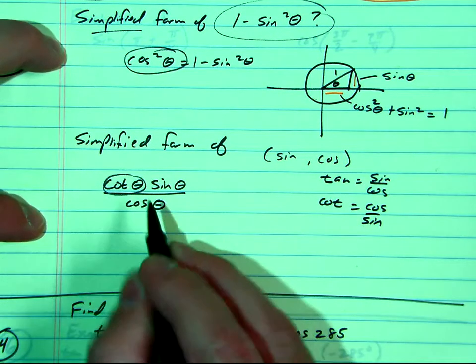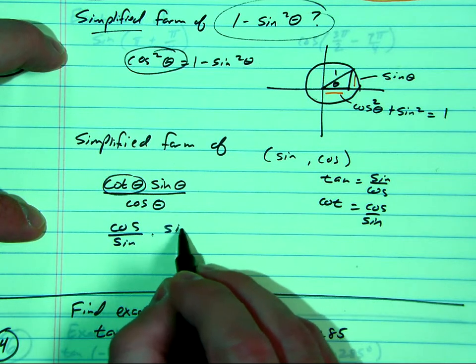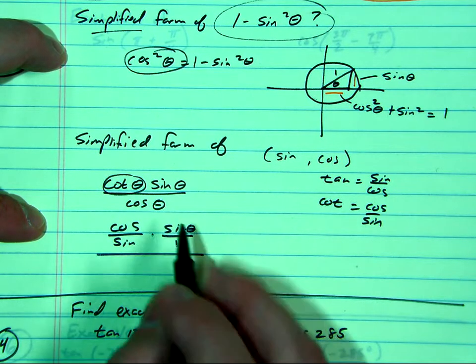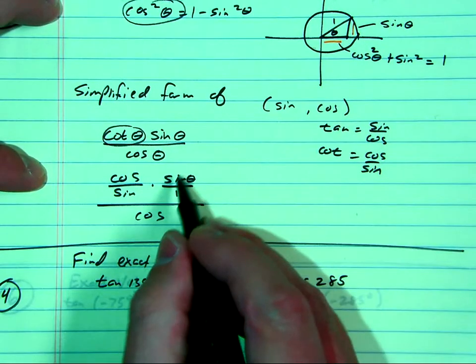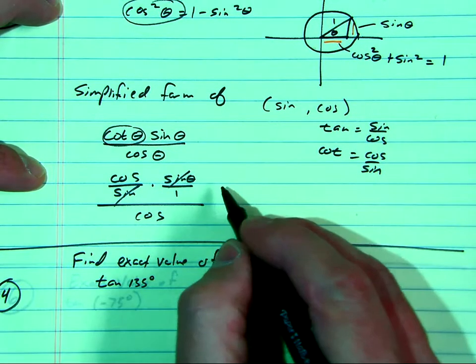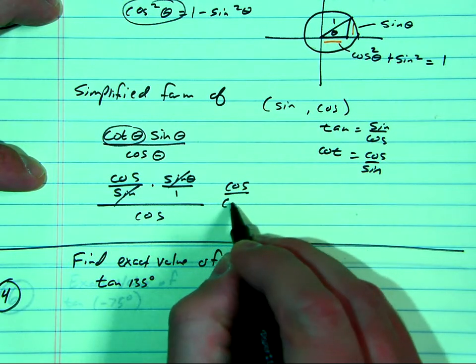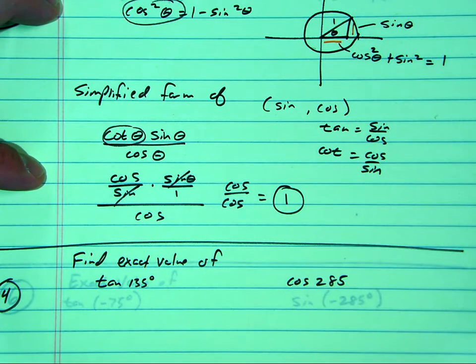So this part I can rewrite as cosine over sine times sine theta over cosine. What's going to happen to these sines? So what am I left with? Cosine over cosine, which is 1. Done.